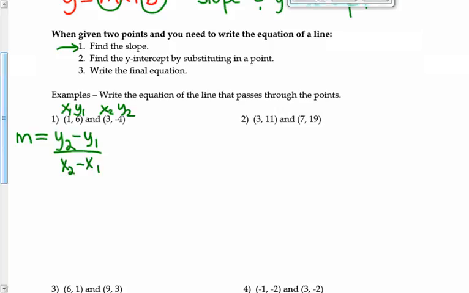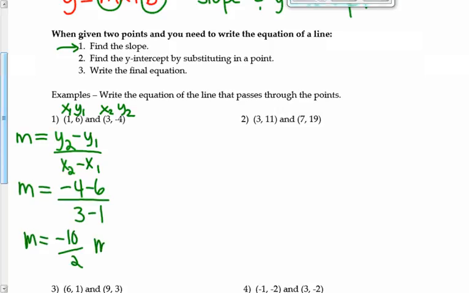Now we're going to substitute both of those into the formula, and you've already done this last unit, so I'm just going to solve. And we end up with negative 10 over 2, so my slope is negative 5. So now I have one of the pieces of information that I need to write the equation of the line.